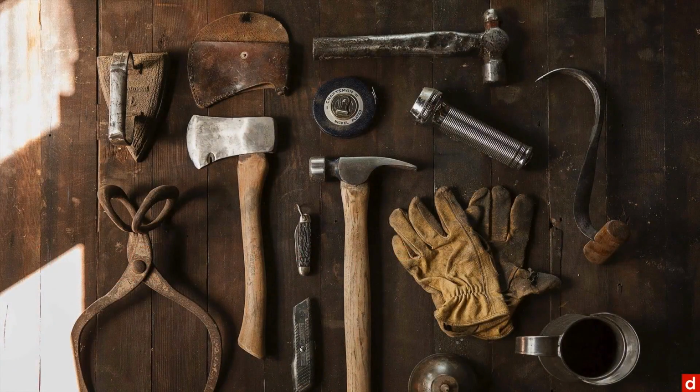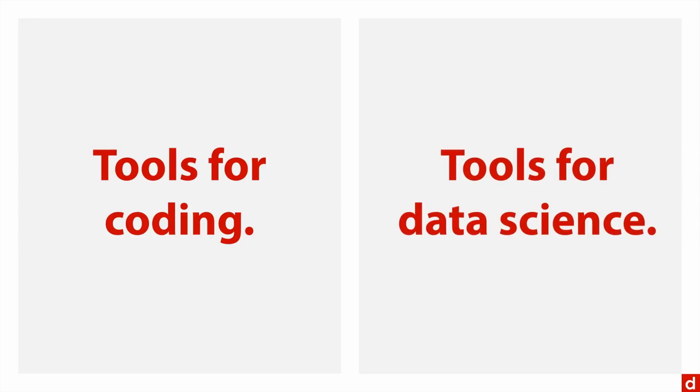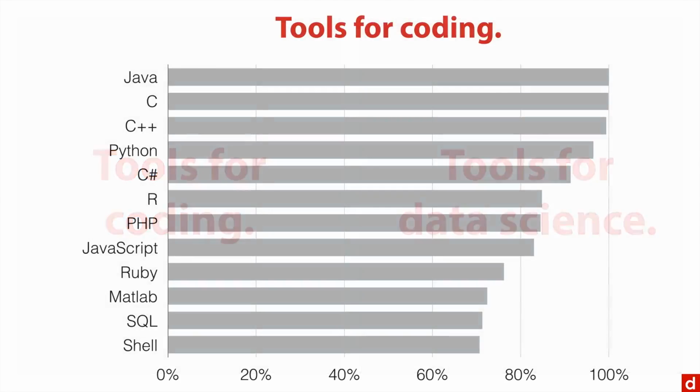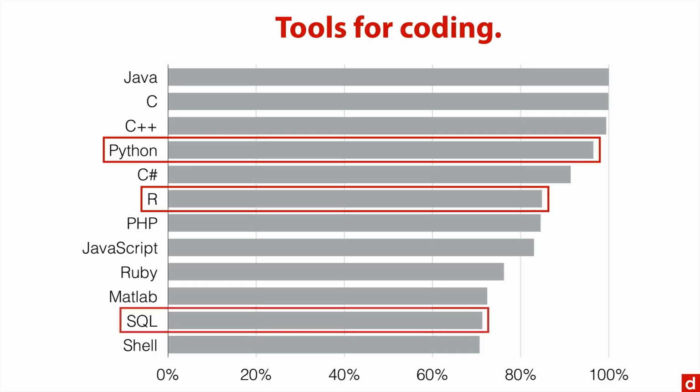It might help to compare the two by looking at the tools of the respective trades. So for instance, there are tools for coding or generic computer programming, and there are tools that are specific to data science. So what I have right here is a list from the IEEE of the top 10 programming languages in 2015. And it starts at Java and C and goes down to Shell. And some of these are also used for data science. So for instance, Python and R and SQL are used for data science. But the other ones aren't major ones in data science.